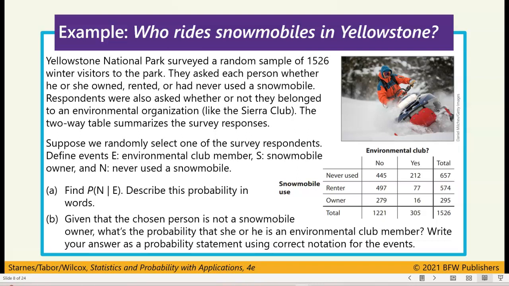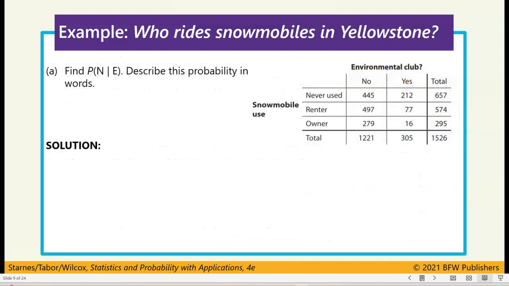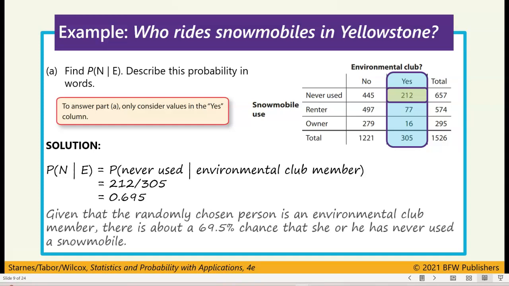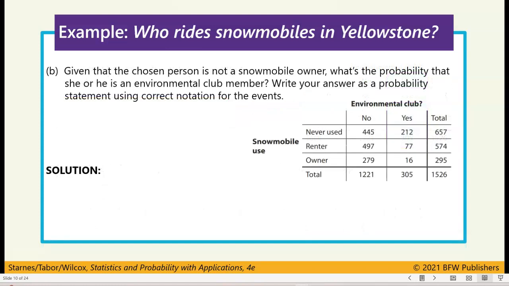So environmental club members, there are 305 of those. Of those 305, how many have never used a snowmobile? That would be 212 out of 305. So 212 divided by 305, we got it. If you want to say it in context with a sentence: given that the randomly chosen person is an environmental club member, there's about a 69.5% chance he or she has never used a snowmobile.